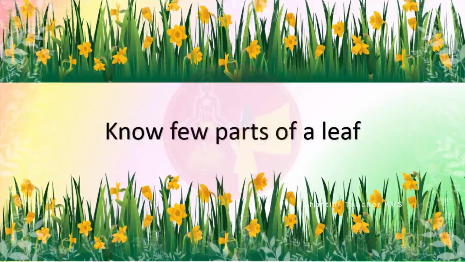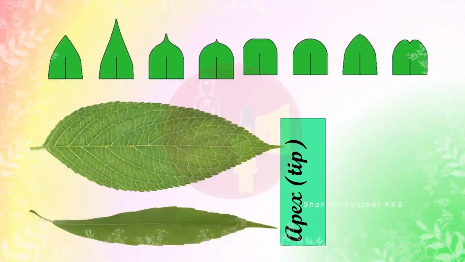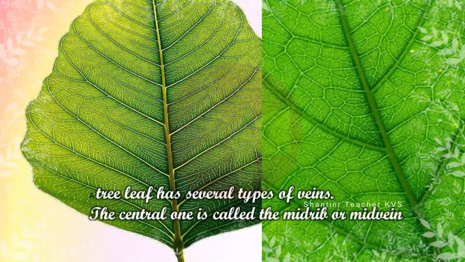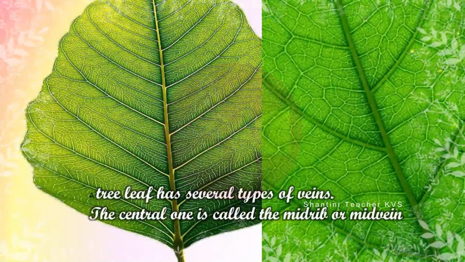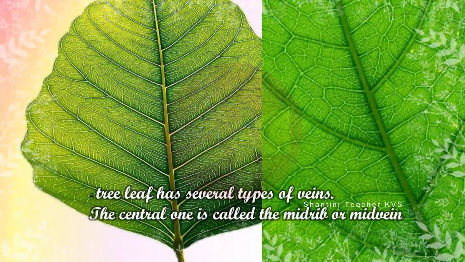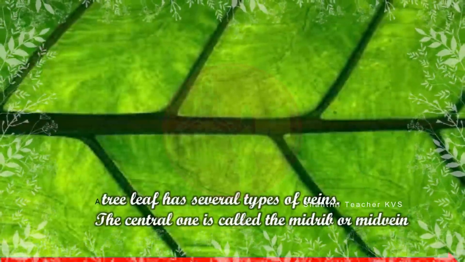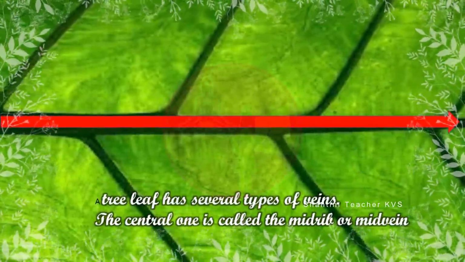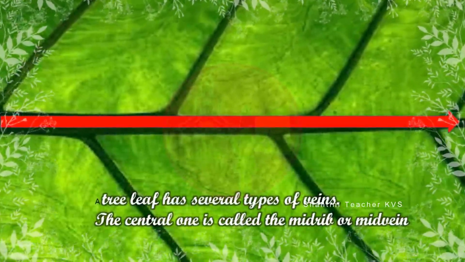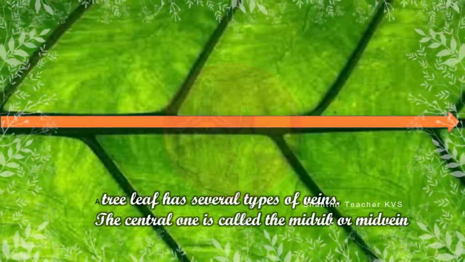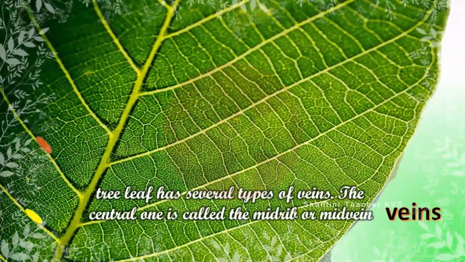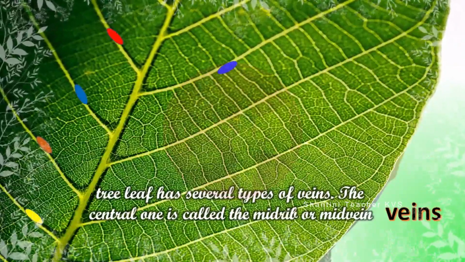Know a few parts of a leaf. Apex. The tip of the leaf is called the apex. A tree leaf has several types of veins. The central one is called the midrib or midvein. The central part, which is thick over here, is called the midrib or midvein. Observe carefully, there are many veins in a leaf.